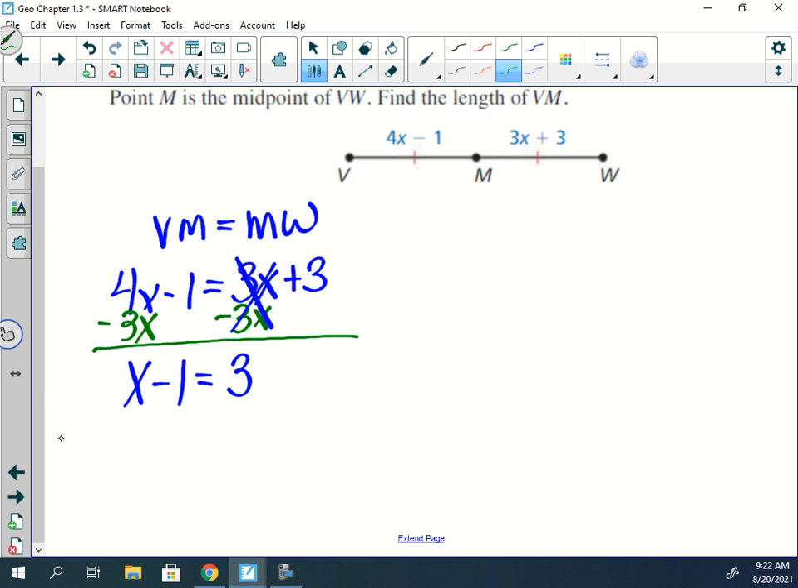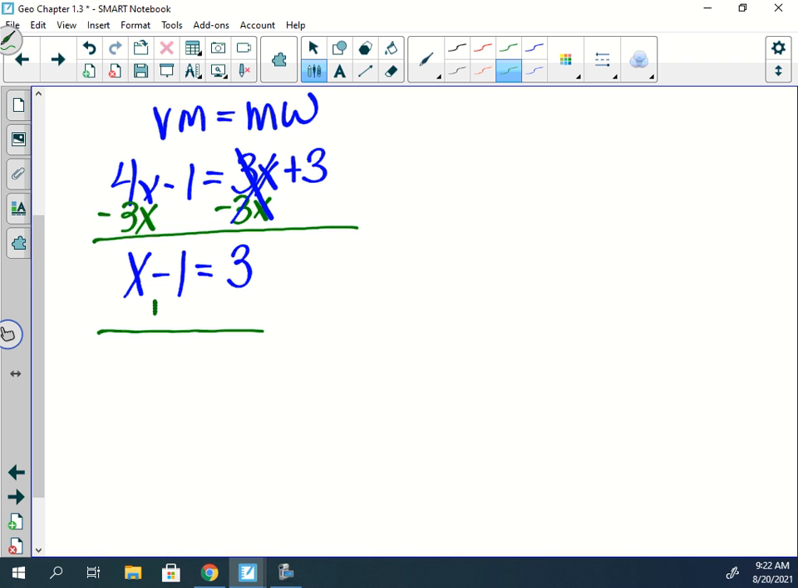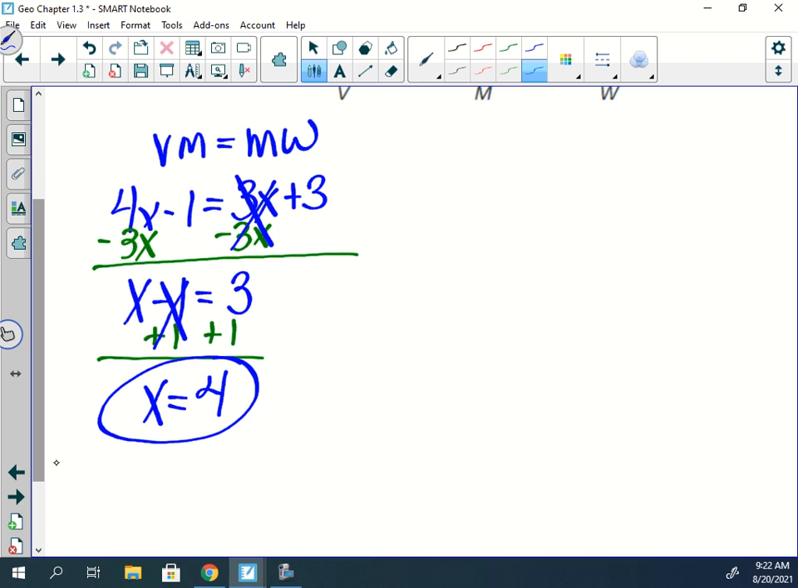And now we would get to that by first adding 1 to both sides. Because negative 1 plus 1 is 0, leaving us with x is equal to 4. Is that what the question was asking for? No, but we had to do it to get to the answer.